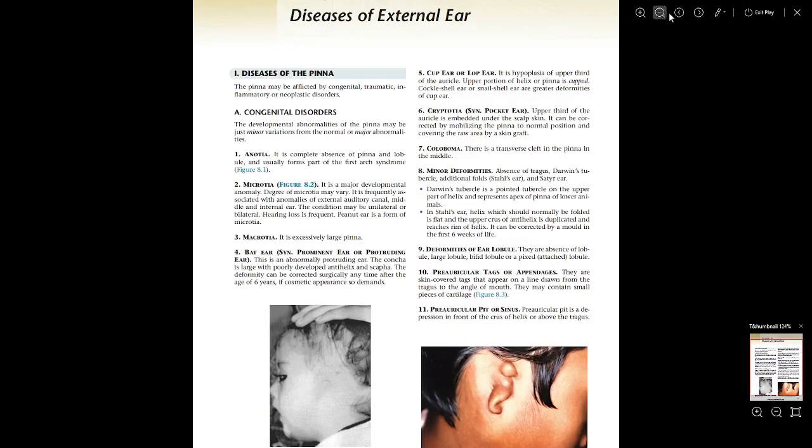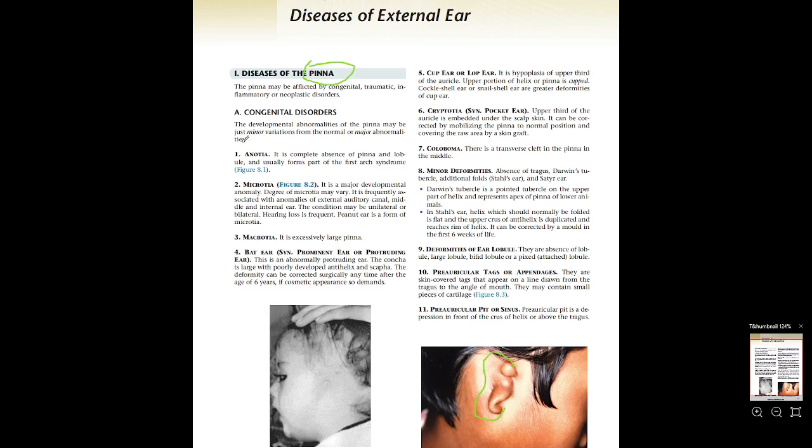So we'll see what they are, what the different types of diseases are, and how to tackle them. First of all, we'll be looking at the diseases of the most external part of the ear.